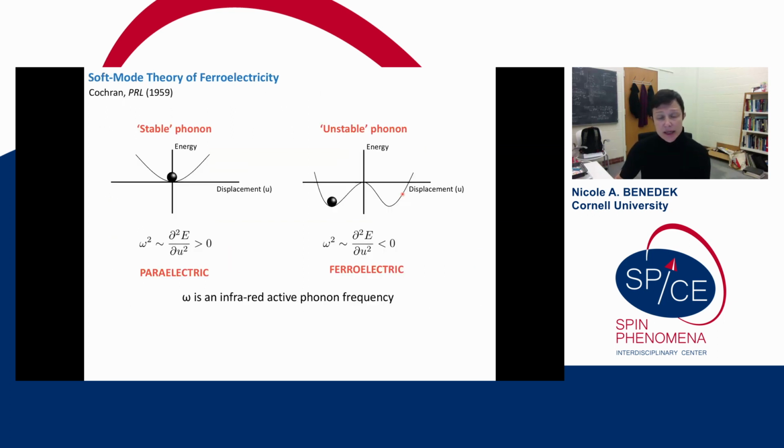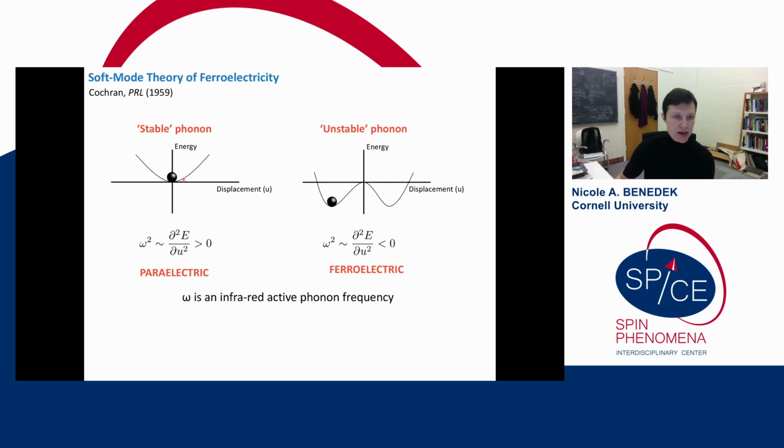So the instability that gives rise to the polarization is associated with an unstable IR active phonon of the paraelectric structure. If I look at a toy model of a phonon, I have a ball sitting in a potential well, oscillating back and forth about its equilibrium position. I can calculate the frequency of that oscillation, which is proportional to the curvature around this point.